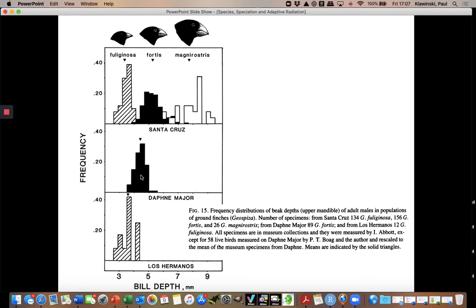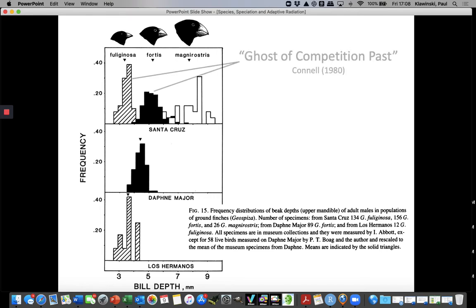So on these two islands, Daphne Major and Los Hermanos, where they occur by themselves, their phenotypes are much closer to one another than on the island where they occur together. And this character displacement, this movement of the phenotypes away from one another, is due to presumably what Connell refers to as the ghost of competition past. You see this divergence in morphology because that is presumably the fingerprint of previous selection that has been brought on by competition, in this case competition for food.